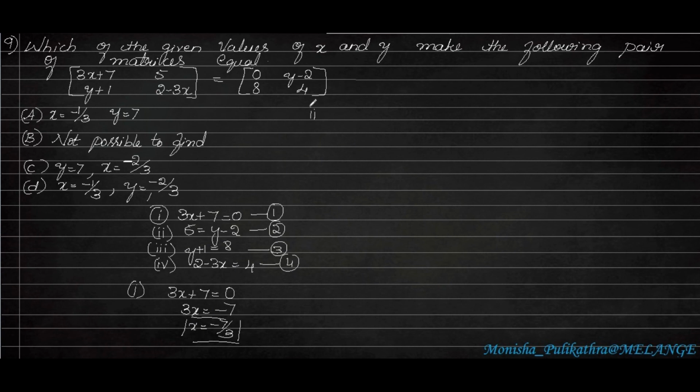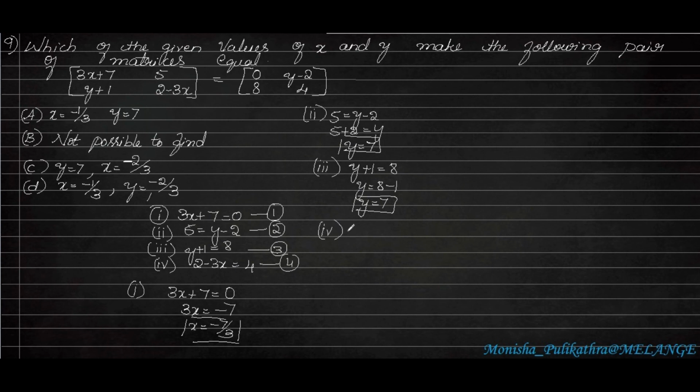Next I will be taking the second equation, that is 5 is equal to y minus 2. So I will be shifting the 2 to this side, it will become plus 2. So y is equal to 5 plus 2, which is 7. Next I will be taking the third equation, that is y plus 1 is equal to 8. y is equal to 8 minus 1. So y is equal to 7. Okay, 8 minus 1 is 7.